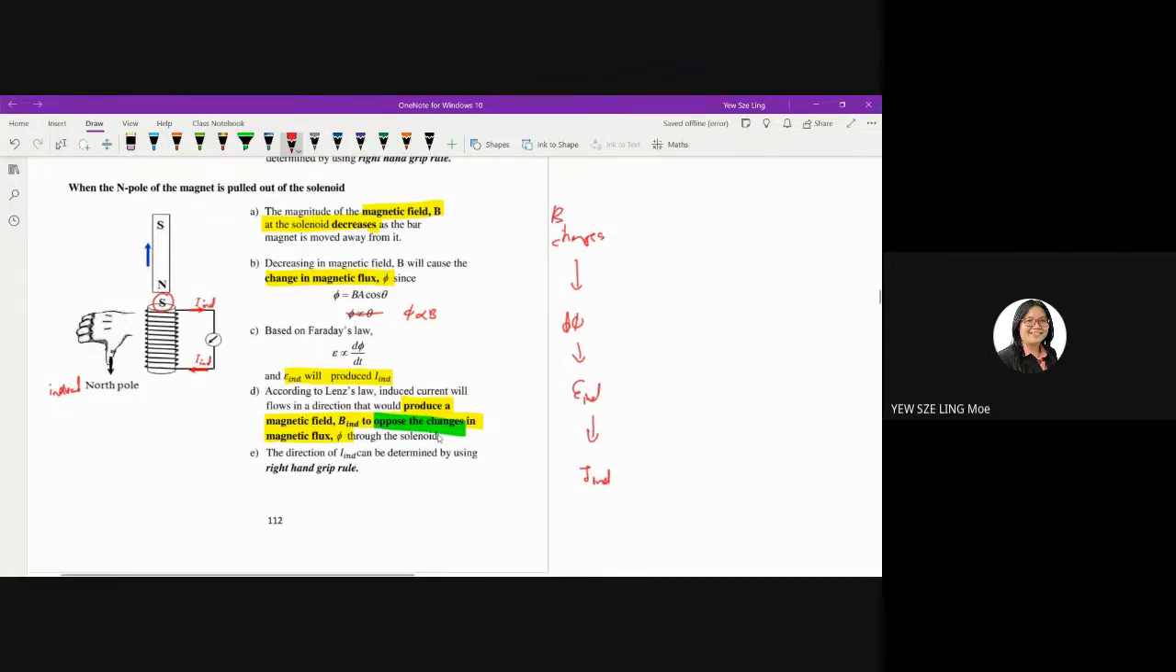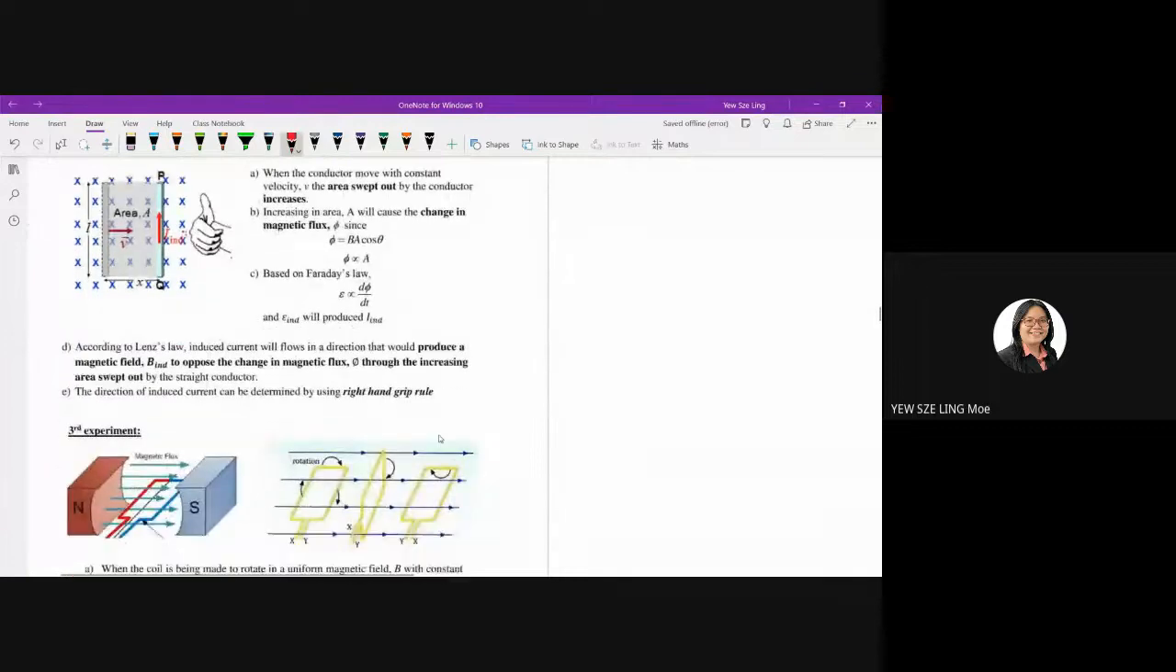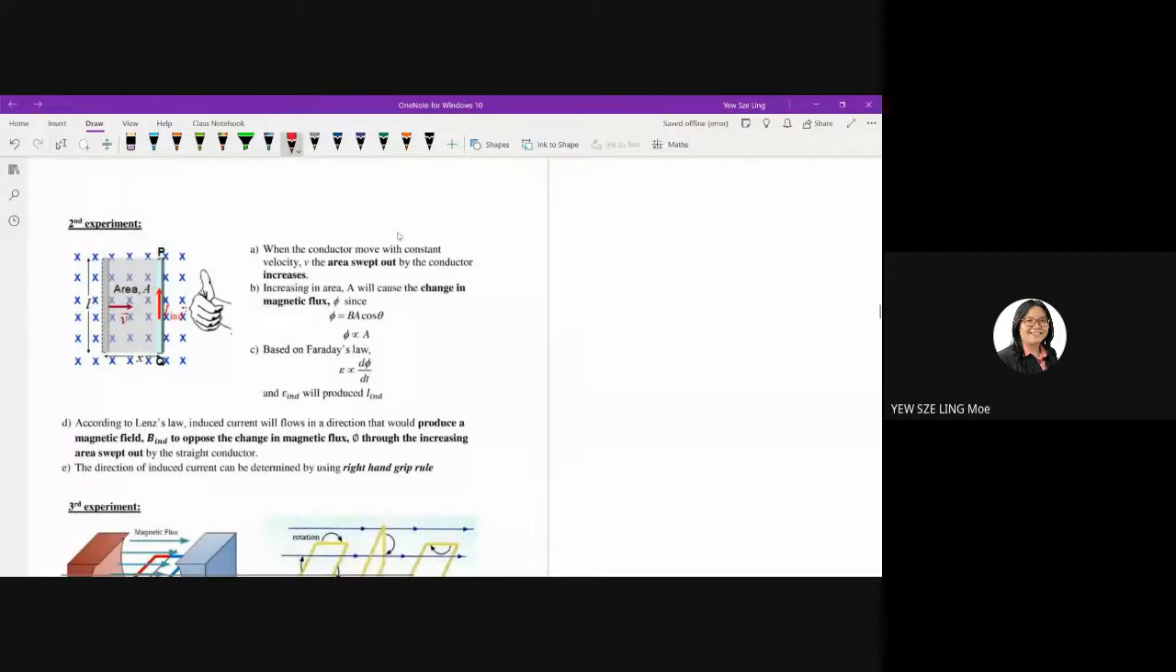Now let's look at the next example. Next example, this is a conductor. So when a conductor moves with a constant velocity, now, actually when it comes to this case, when you are given a conductor, what are you going to do? It is up to you whether you want to form a loop on the left hand side or on the right hand side. Okay, in this second experiment, actually you are given a conductor in a magnetic field. But actually this one shouldn't happen, because in this question you need a complete loop. So it is up to you.